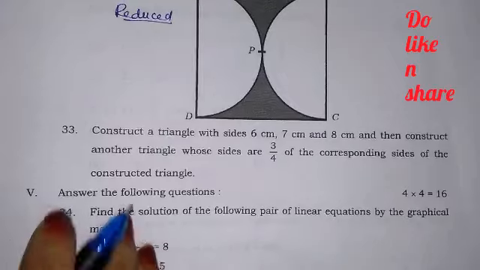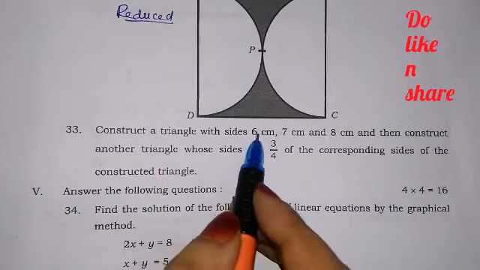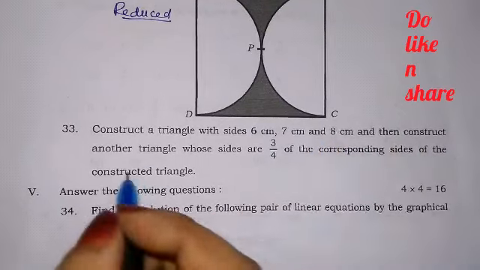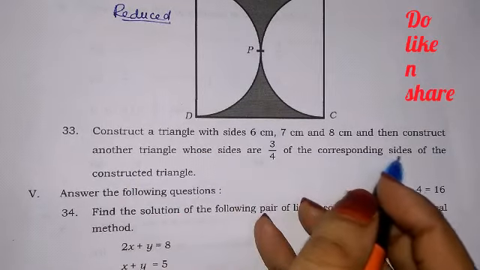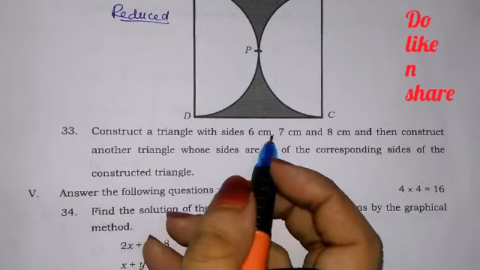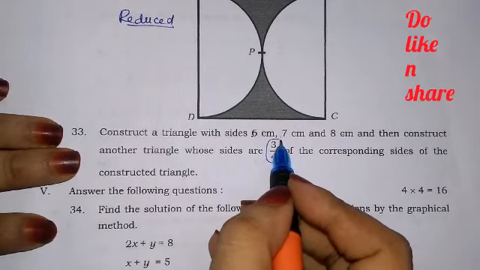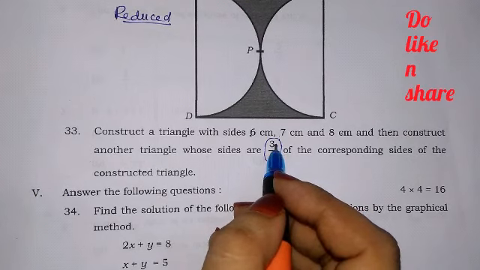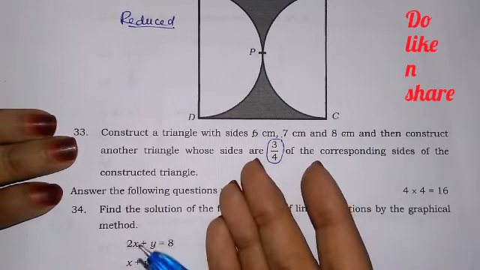Question number 33 is: construct a triangle with sides 6 cm, 7 cm and 8 cm and then construct another triangle whose sides are 3 by 4 of the corresponding sides of the constructed triangle. So here you can see the sides of a triangle are given and the ratio is 3 by 4. That means the numerator is smaller. When the numerator is smaller, the constructed triangle will come inside the triangle.